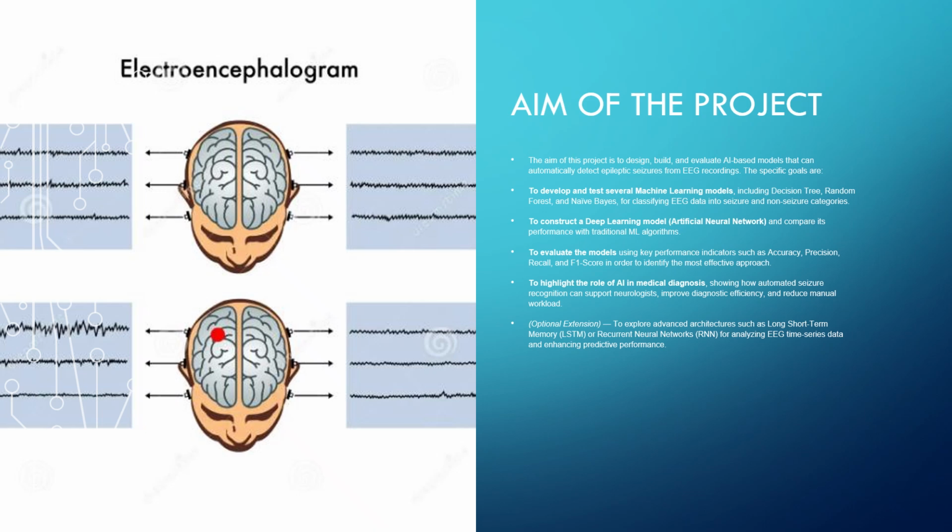We also explored more advanced deep learning architectures like long short-term memory or LSTM and recurrent neural networks or RNN, which are particularly effective for sequential EEG data. Through this comparison, we aim to identify the most suitable model for accurate and efficient seizure detection.